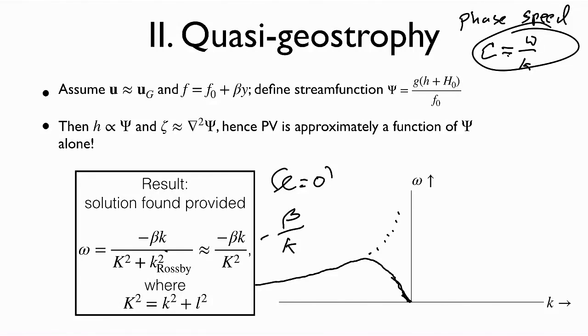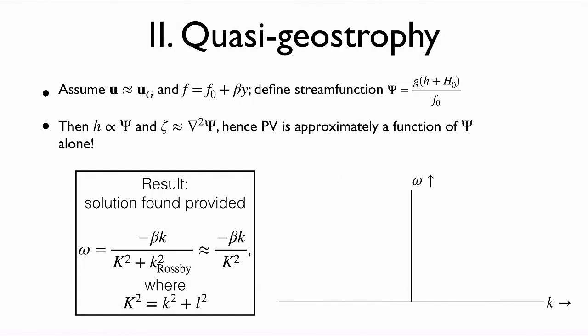Also, it means that if the wave is traveling with a non-zero L, its relationship between omega and its k is going to be different. And we'll see how that works as we go along. But these are the sort of diabolical Rossby waves that have this phase speed that is very different for different wavelengths.